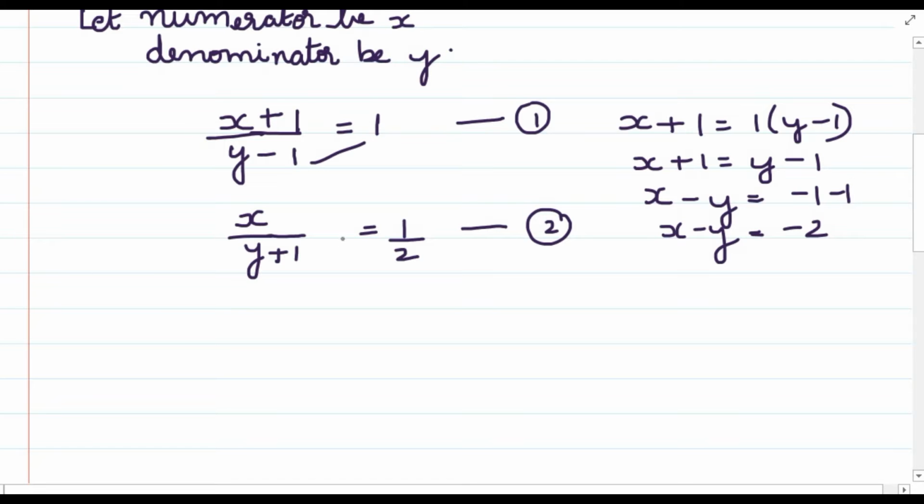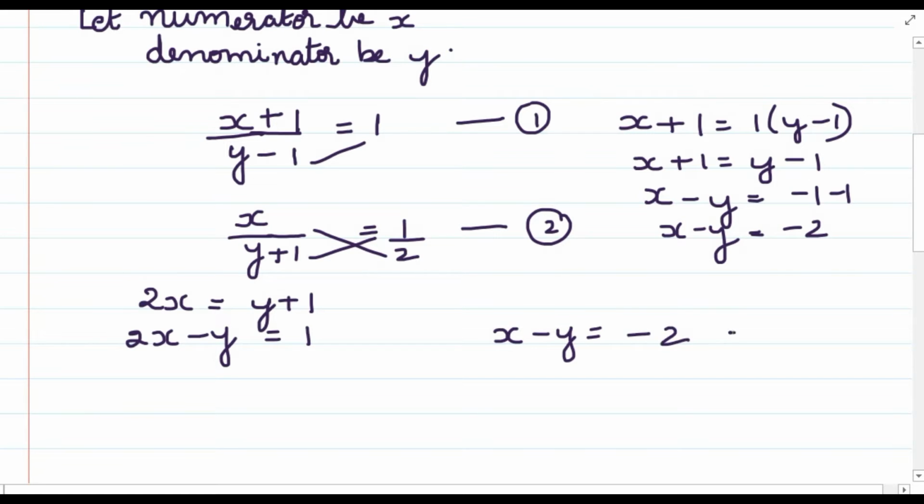Now we will simplify the second equation in the same way. Cross multiply: 2 into x is 2x, and 1 into y plus 1 is y plus 1 only. Now bring that y to this side, equal to 1. So our equations have become like this. The first equation is x minus y equal to minus 2, which I will write as 3, and this one is 2x minus y equal to 1. Let this be 4.